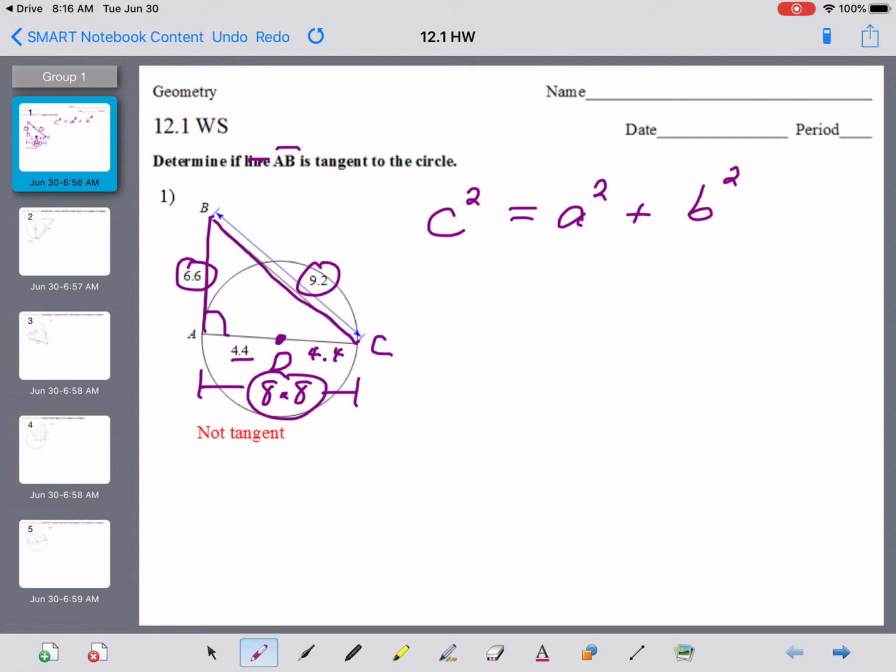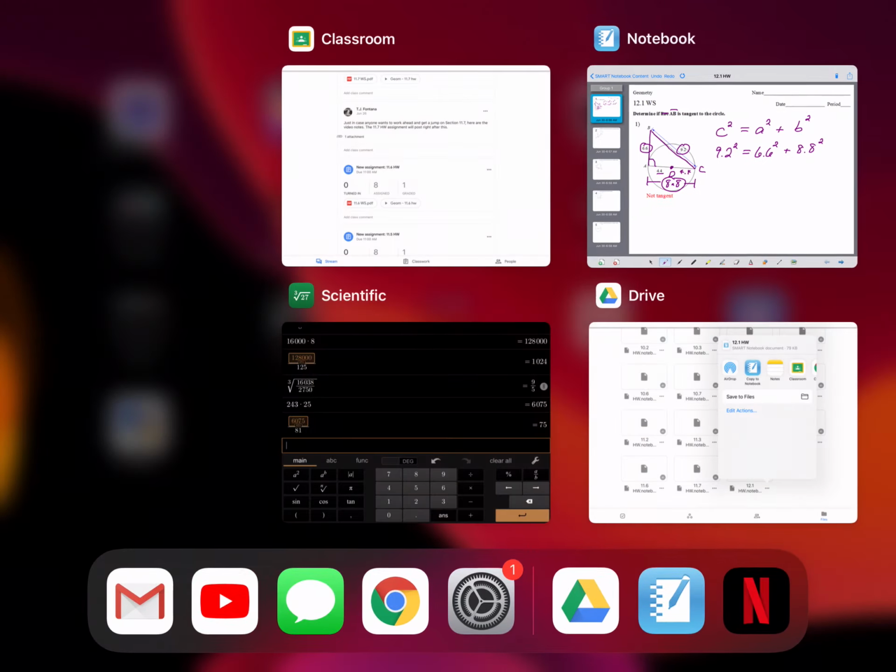So c would be the longest side, which would be the 9.2, and that would go here. The a and the b can be used interchangeably, although normally we would let a be the smaller side, which would be 6.6, and we'll square that, and b would be the intermediate side, which would be 8.8 quantity squared. So let's go to our calculators now and see what happens when we try this.